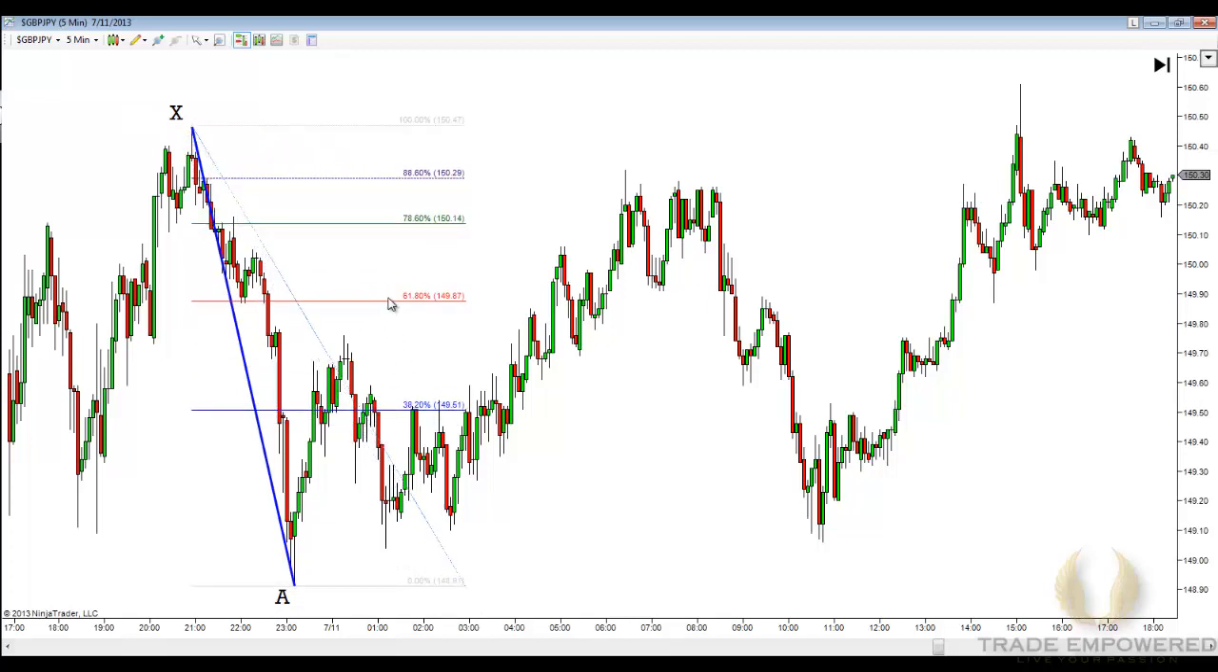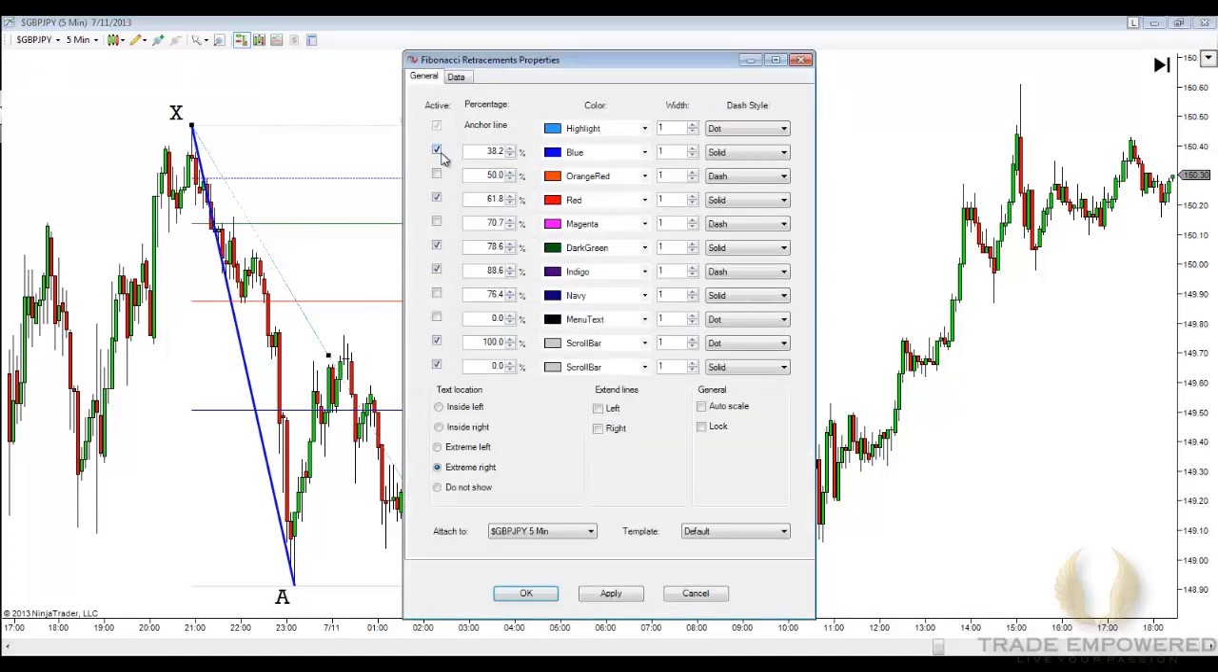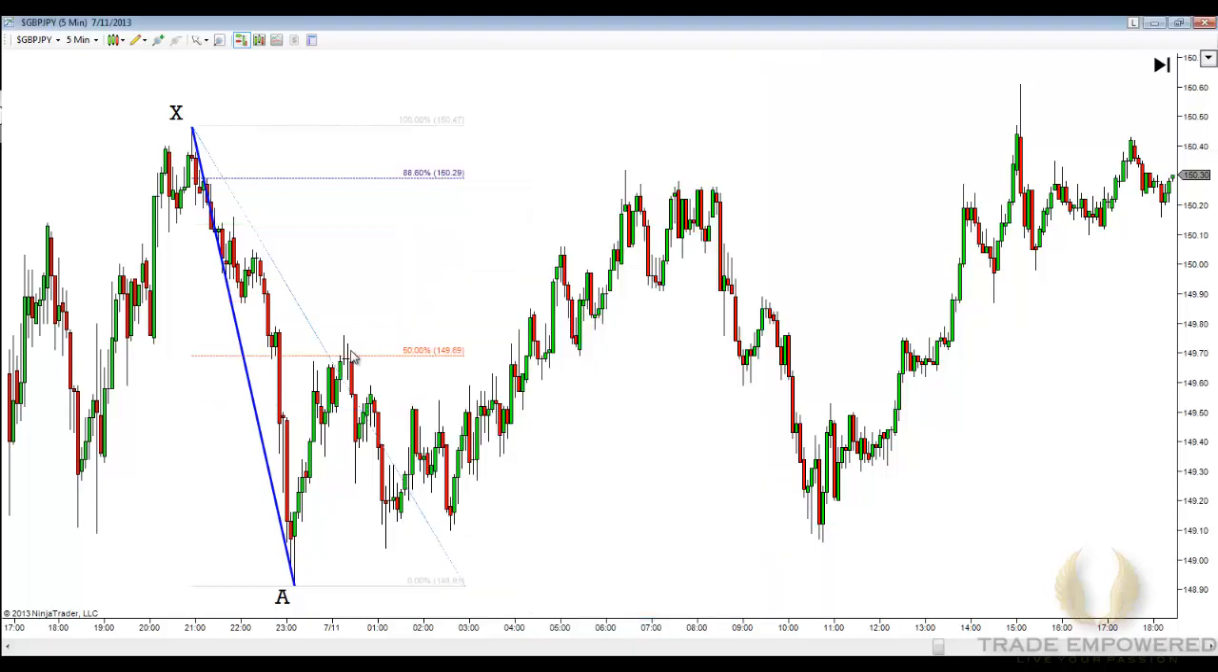You can see that we don't hit the 618. We're above the 382. Let's just bring in our 50% retracement to make sure we do hit that. And indeed we do. As soon as we see this, we know we have a valid B leg, and we know that we should be on bat pattern alert.